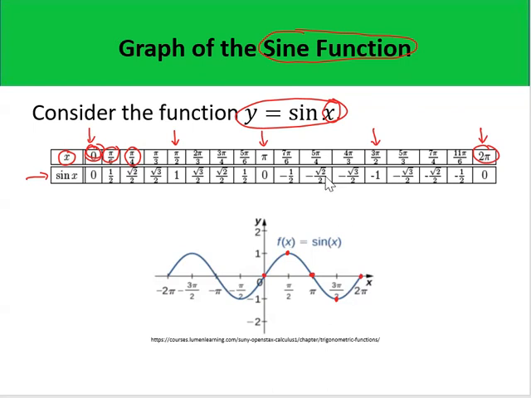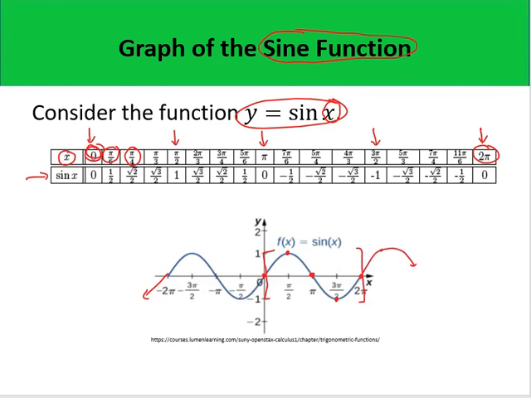So this is the graph of the sine function, and actually it extends indefinitely to the right side and to the left side. If we only consider this part of the graph, we can say that this graph of sine x repeats to the right and to the left continuously.